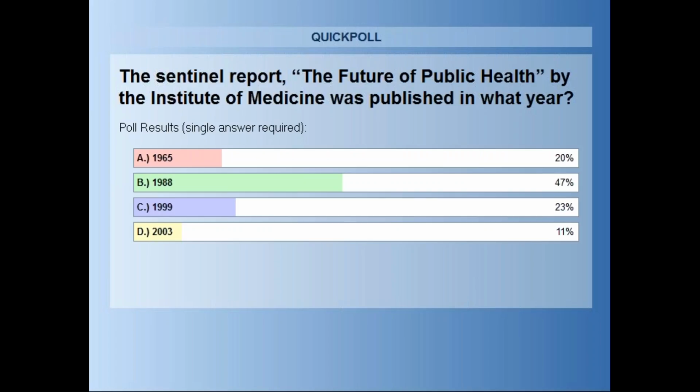So it's a very, very important report, and again, it was in 1988 that the first Institute of Medicine report to really tackle this issue. They've written others since. There was another very important one in 2003 called Who Will Keep the Public Healthy, which was a follow-up to the Future of Public Health, but this one was written in 1988.